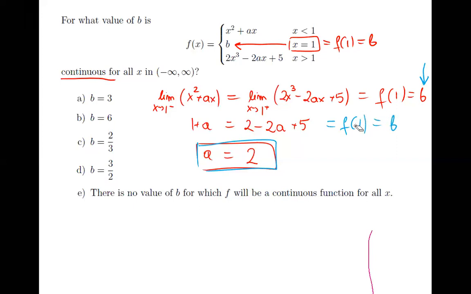Because b equals f of 1, which is not really telling me much in terms of the value, and f of 1 is the value of the function, which for a continuous function must be the same as the limit from the left and the limit from the right. Knowing that a is 2, I can put 2 instead of a and compute my limits. 1 plus 2 is 3. And if you compute the right-hand side, you will also get 3. That means the value b is equal to 3.